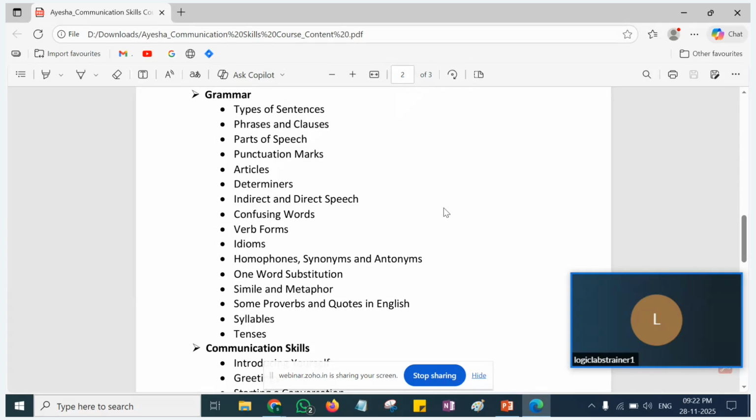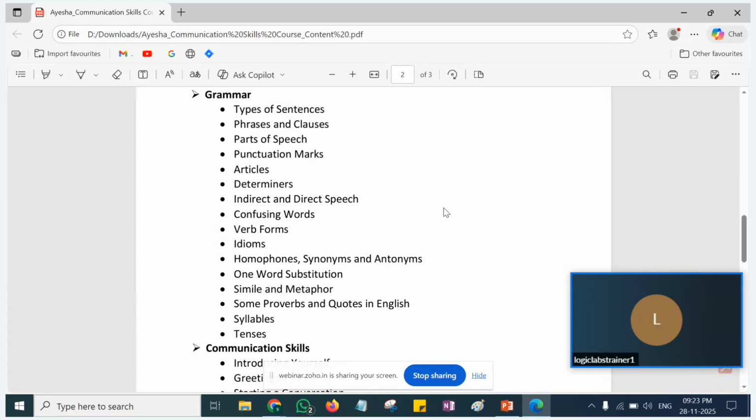Then, after that, punctuation marks, basic writing skills, grammar. Then we're going to understand articles, how articles are different from determiners. Regarding determiners, we're also going to understand. Next comes indirect and direct speech. This is important, guys, because mostly when we form sentences, it is based on indirect speech. So you should know how to change direct speech to indirect speech based on the sentences and the tenses.